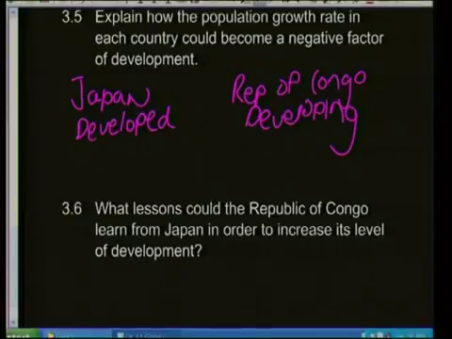All right, then it says, what lessons could the Republic of Congo learn from Japan in order to increase its level of development? Now, Japan is one of those countries that just literally started to grow in terms of industrialization. So what the question is looking at here is, for example, what can the Republic of Congo use from Japan's increased level of development in order to get their country along the same path? And to answer this question, I think it's important that we go back to the table and we look for some of the answers in there.